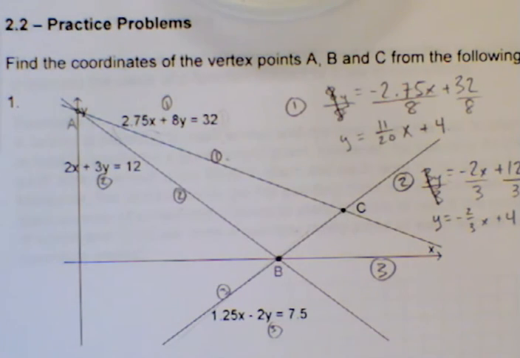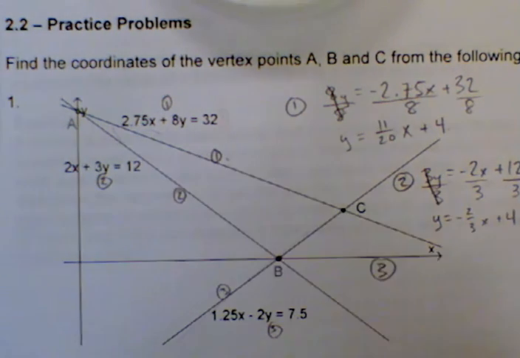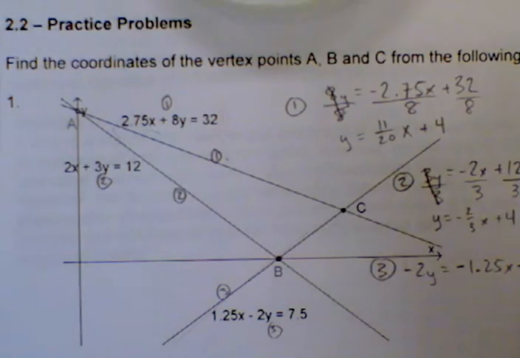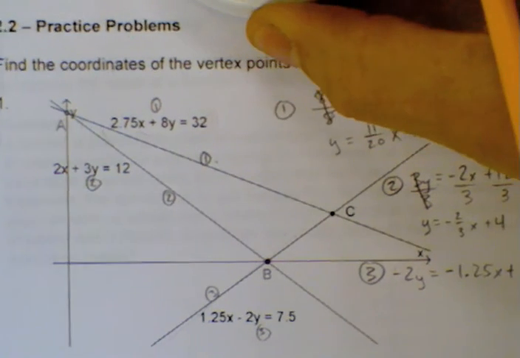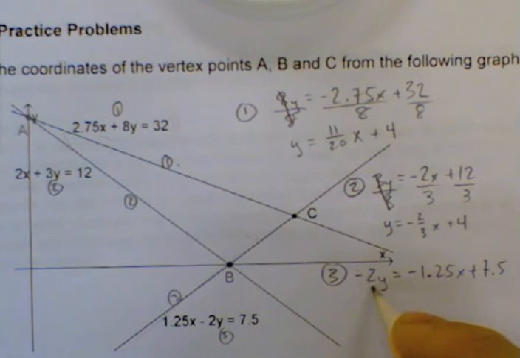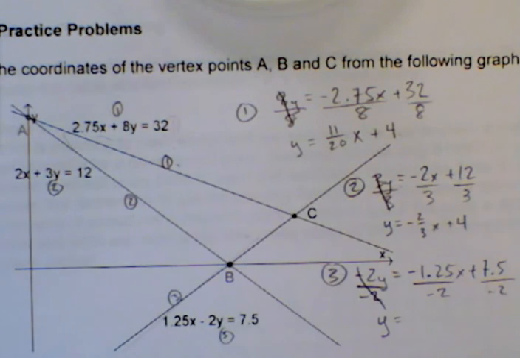For number 3, I'll do the exact same thing. I would take negative 2y equals negative 1.25x plus 7.5. Oops, you can't see that, so I'll move that over a bit for you. Then divide by negative 2. So I get y equals negative 1.25 divided by 2. What does that turn into? I think it's 5 over 4.